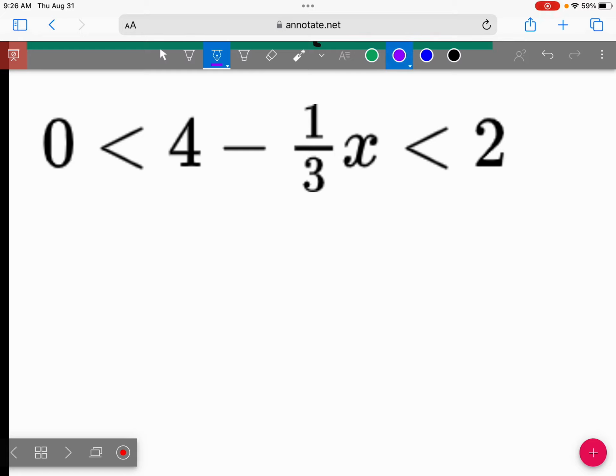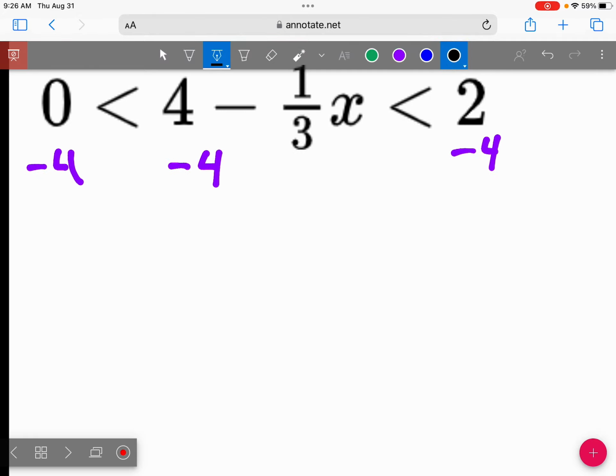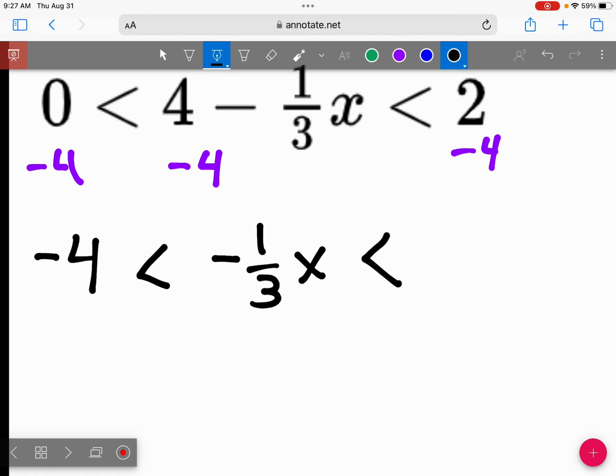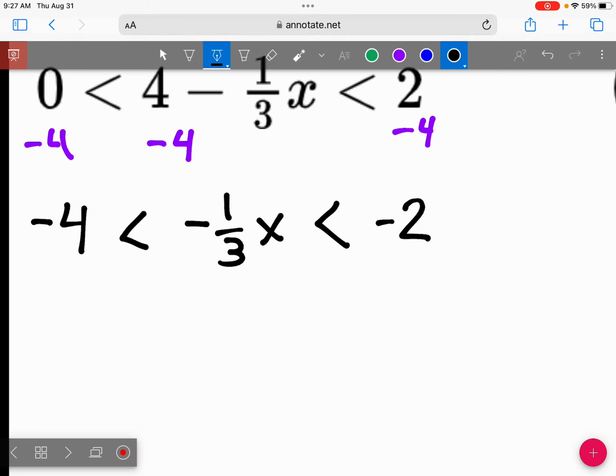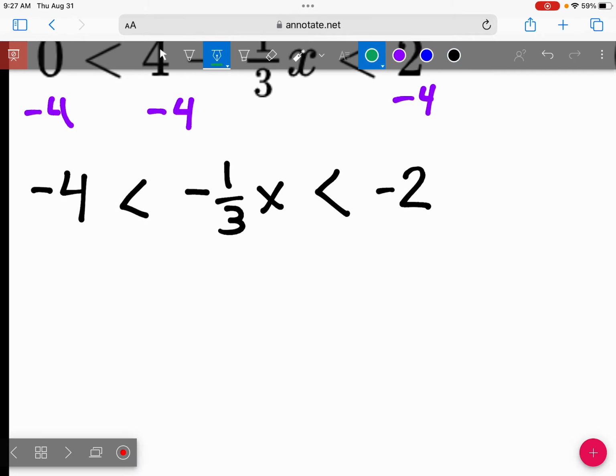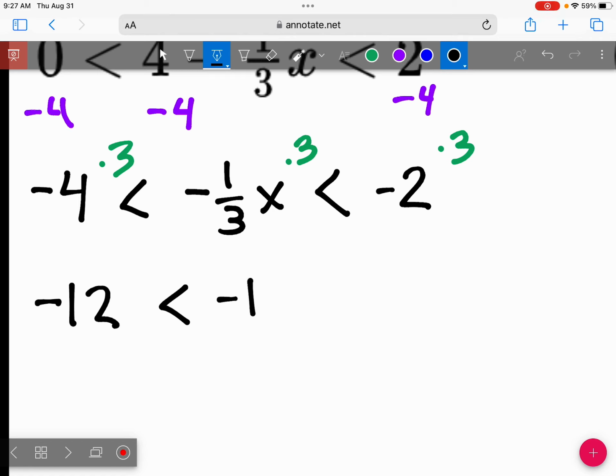What do we need to do here? Subtract 4. You can get rid of the fraction first if you want to, it's totally fine. Minus 4 is less than -1/3 x is less than -2. Then what? Times by 3. That gives us -12 is less than negative 1x is less than negative 6.